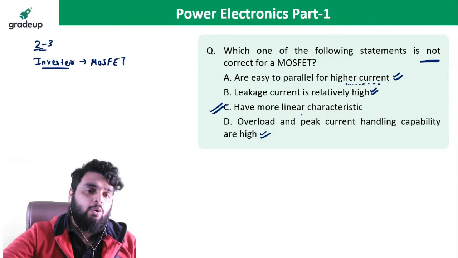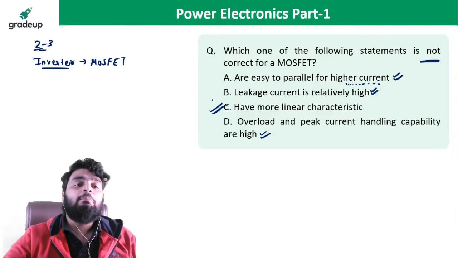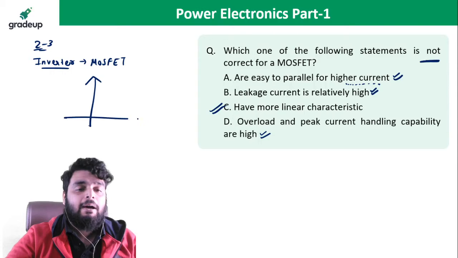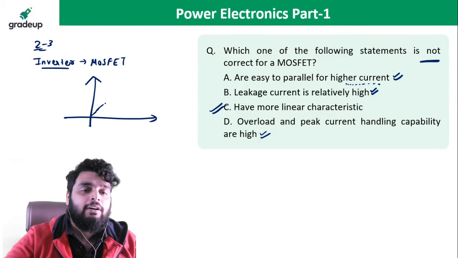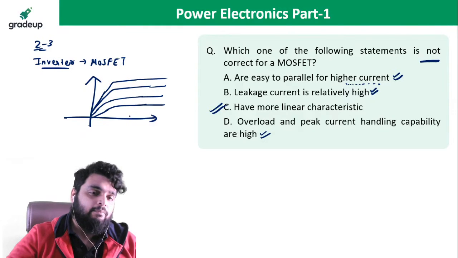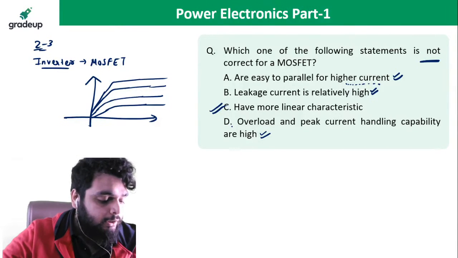This is wrong. If you know the characteristic of a MOSFET that you have read in the analog subject, it is a more non-linear characteristic. Okay, it's not a linear characteristic. Why? Remember the characteristic in case of a MOSFET, it's something like this. If you remember, the forward characteristic of a MOSFET is something like this. It's not a linear characteristic, it is a non-linear device. It will have a non-linear characteristic.